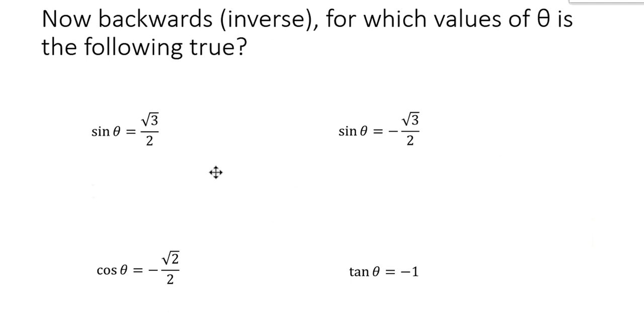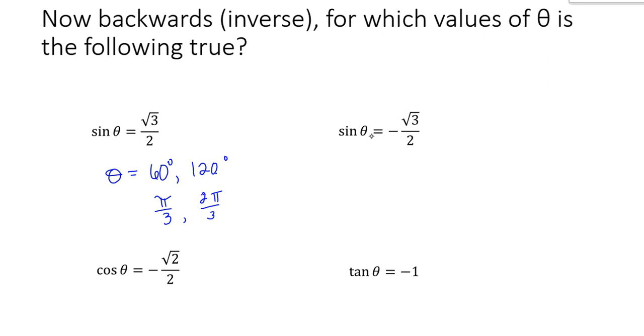The table says that if the sine of theta is square root of 3 over 2, then theta was either 60 degrees or 120 degrees. That's pi over 3 or 2 pi over 3. You should probably get in the habit of converting those as often as possible.